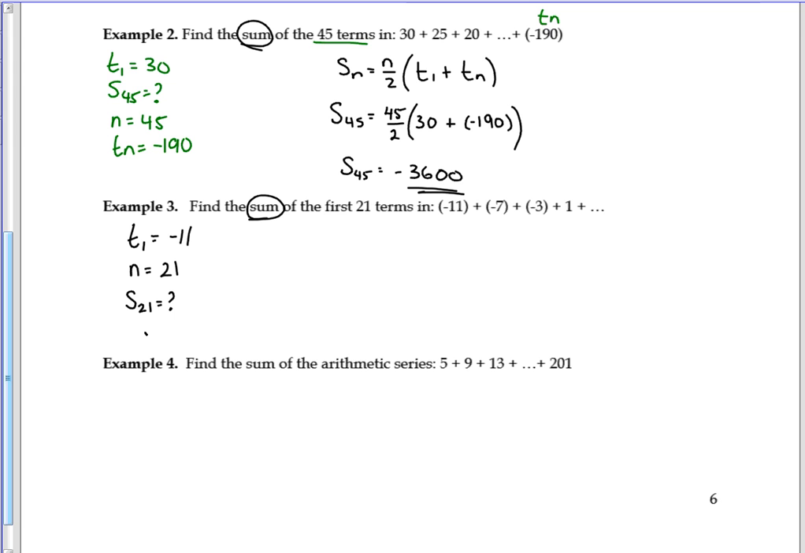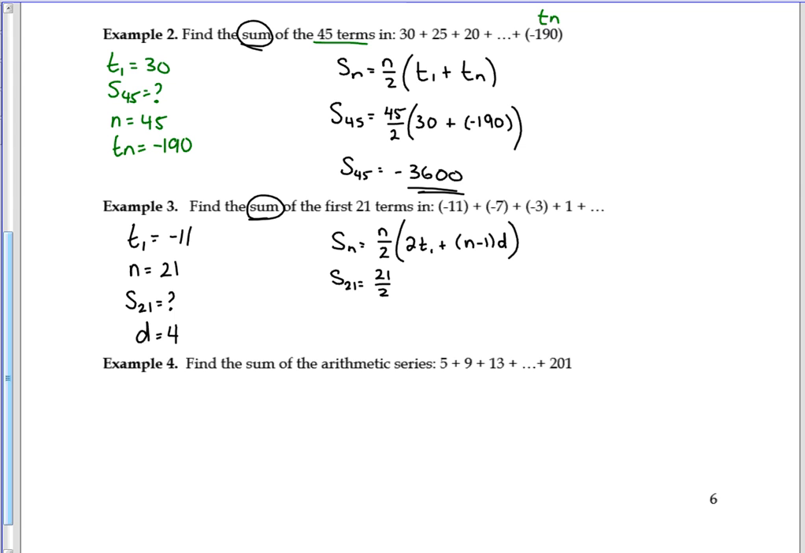Could we figure out our common difference? What is it? What are we adding each time? Close. Plus 4. Okay. So there we go. As long as we know the first term, common difference, and the number of terms we want to add together, we can now use the second formula. So n over 2 times 2 times term 1 plus n minus 1 times d. And that would sum those 21 terms together for us.